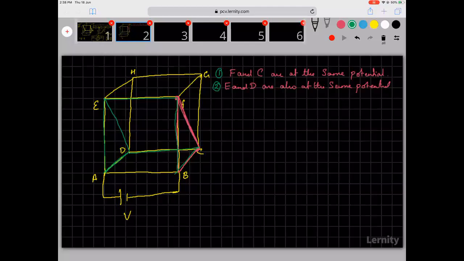Understand that the C and F are at the same point. D and F are at the same point. And here you have resistors. Here you have resistors. Here you have resistors. So all these are resistors. Here you have resistors. Now this wire you don't have a resistor. Here again you have a resistor.